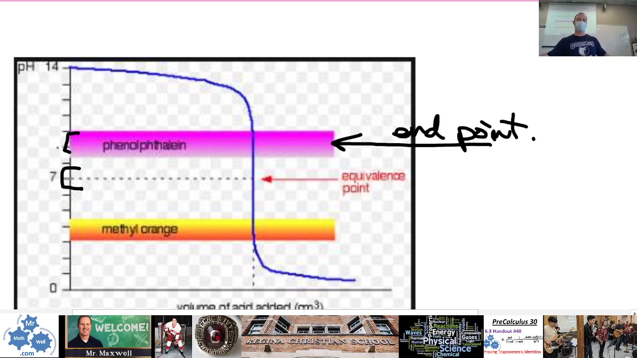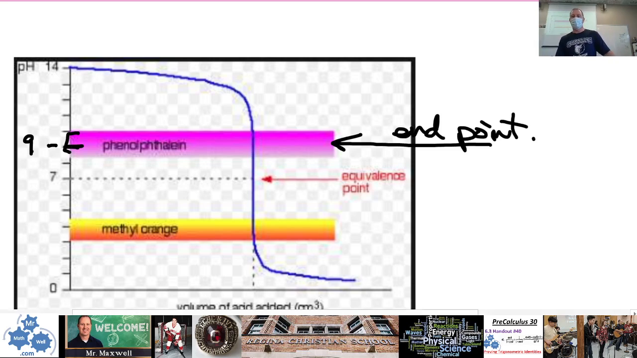Okay, so some of you are going to have to rethink what your guesses were in your lab day data. The end point is going to be here, 7, 8, 9. It should be about pH 9. That's where this color would change. So know the difference between end point and equivalence point.